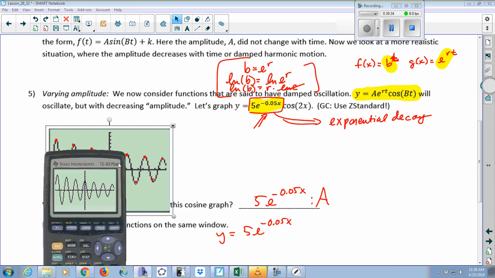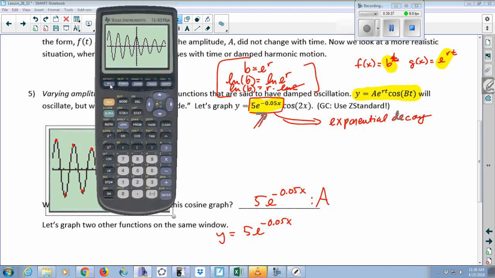So we'll keep this one right in there, and we're just going to throw in another function right below it. There we go. So 5e to the negative 0.05x. Oops, forgot my x. Zoom 6. So there's my first function. Is that cool or is that cool?